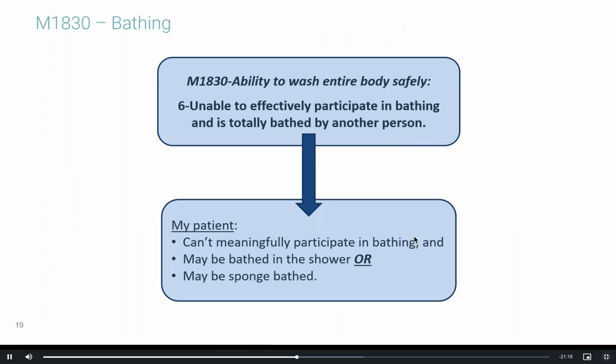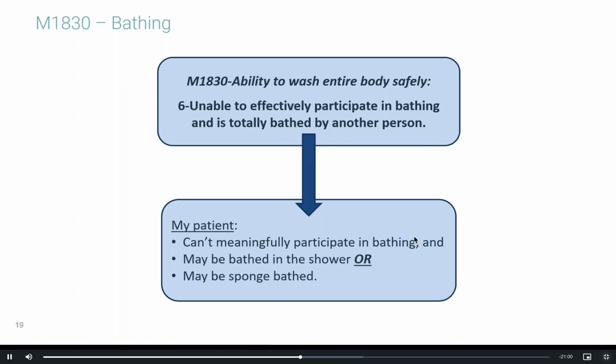So let's run through our choices for bathing here in M1830. With 6, we're saying they can't effectively participate in bathing. That means they just totally really can't. I mean, they can sit there and they maybe can hold something for you, but that's the extent of it. They can't actually do any washing.